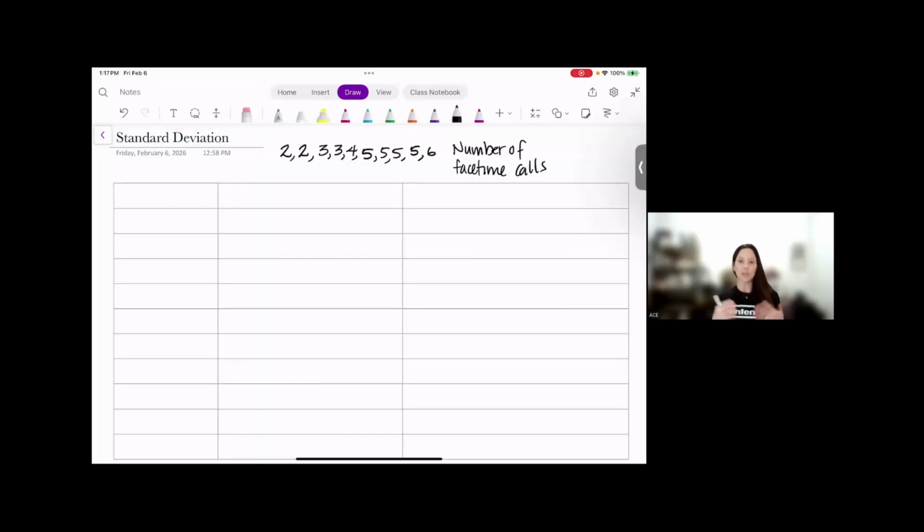Standard deviation measures the spread of your distribution. It tells you how far away each value is from the mean. We use different notation below. Standard deviation of the sample is represented by an S. Standard deviation of a population is represented by a sigma. It's a Greek letter, lowercase.